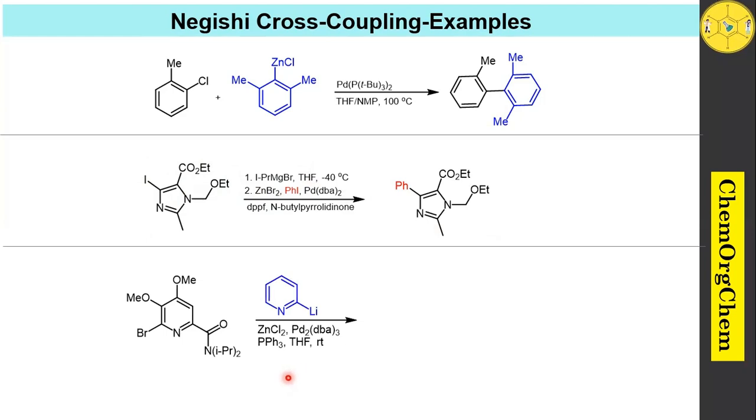So this is another example. Now you see this bromo compound is going to react with this 2-pyridyl lithium species. The 2-pyridyl lithium species initially reacts with zinc chloride, which generates the corresponding organozinc species in situ, which then reacts with this bromo compound in the presence of a palladium catalyst to produce this carbon-carbon coupling product.